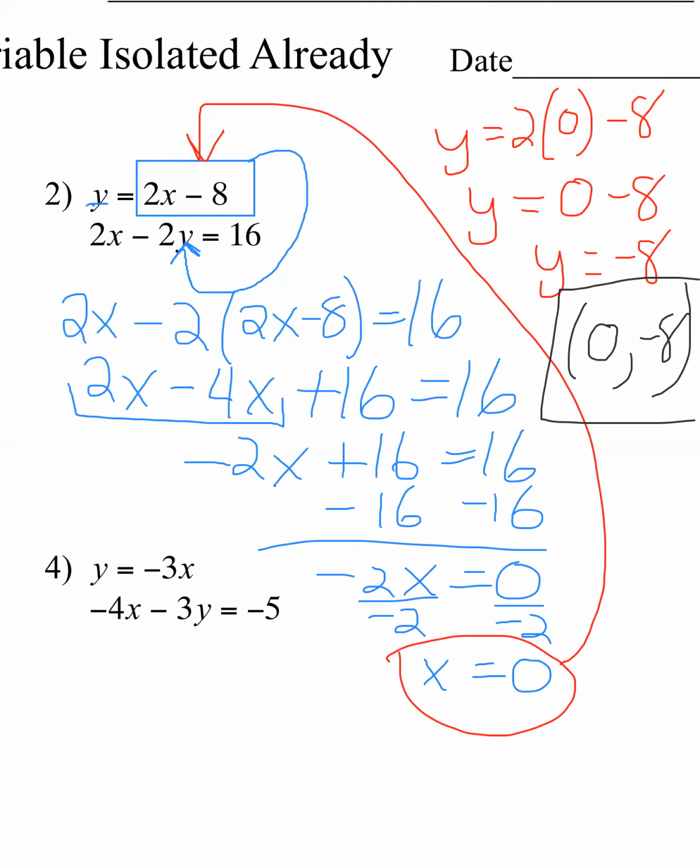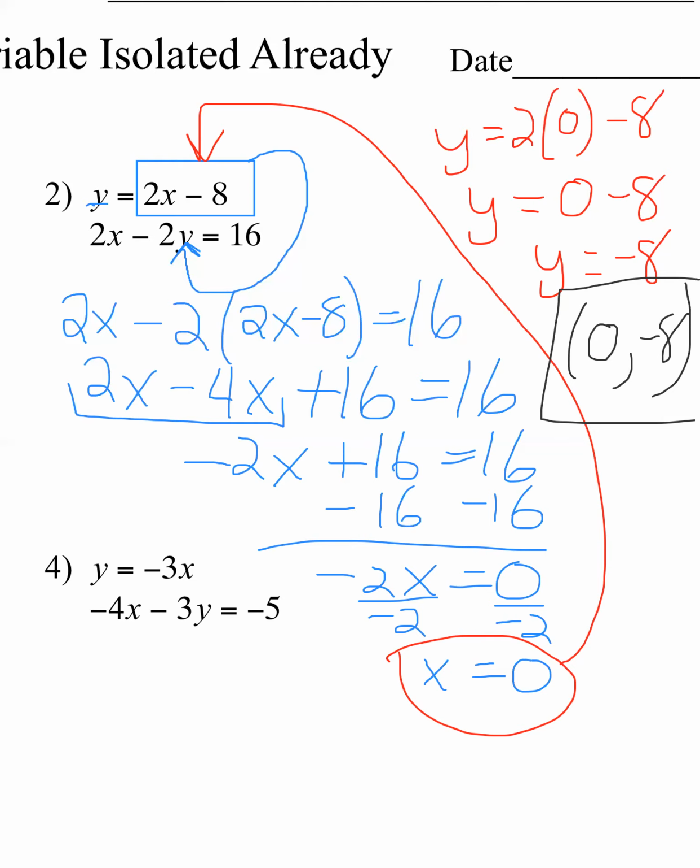Okay, so let's try another one. That means, by the way, before I go on, if I had graphed these two lines, they would have crossed on the coordinate plane at (0, -8), right? So you will get the same answer if you graph them.